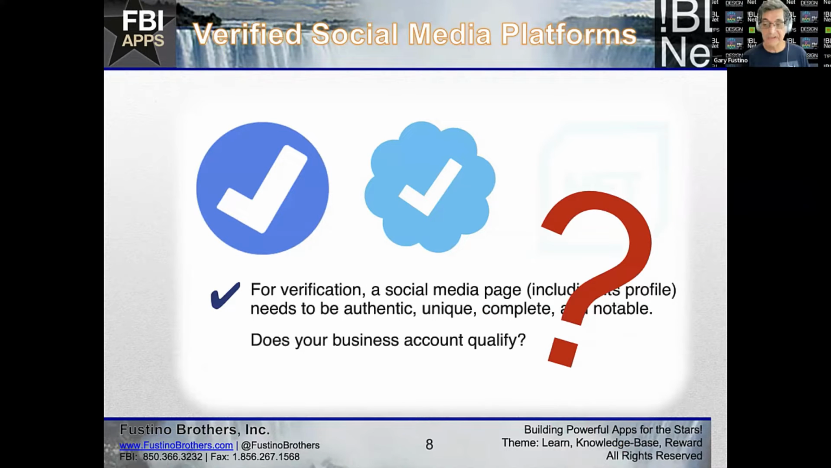All right, does your business qualify? Well, we have to go back to the 4 things I just mentioned: authentic, unique, complete, and notable. Are you authentic? You're going to need to verify that with certain documents. Are you unique? Is your flower shop different from the flower shop that's 4 doors down? For example, do you offer maybe free delivery or a carnation with every order?